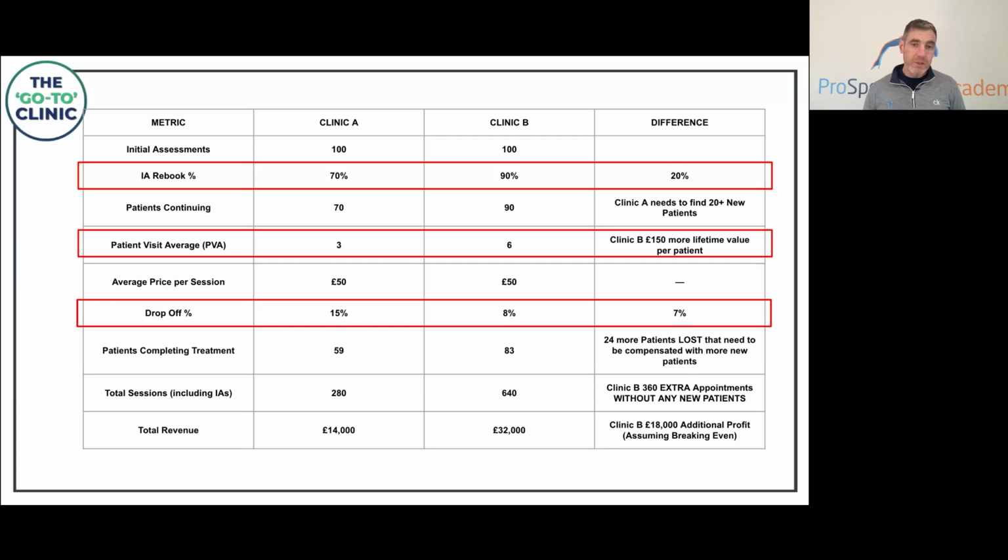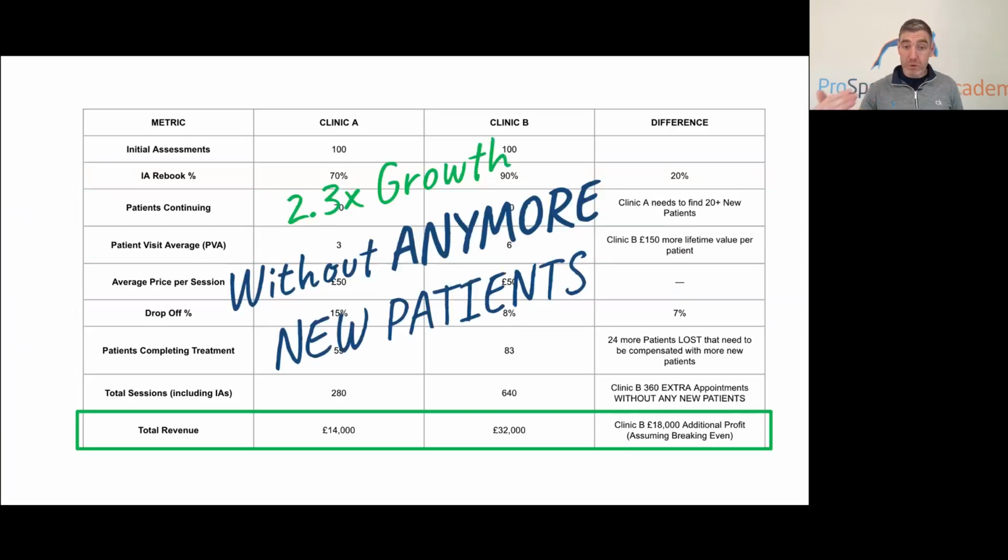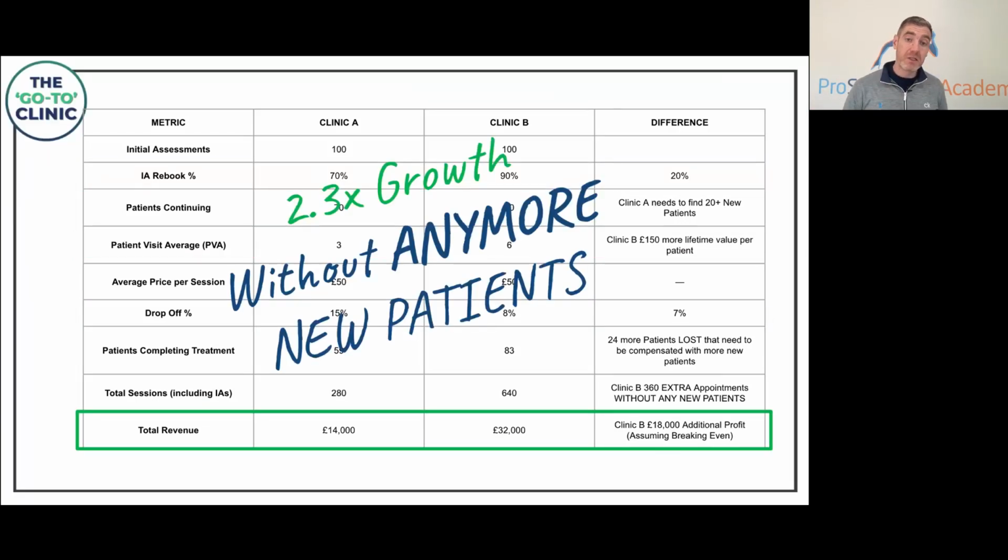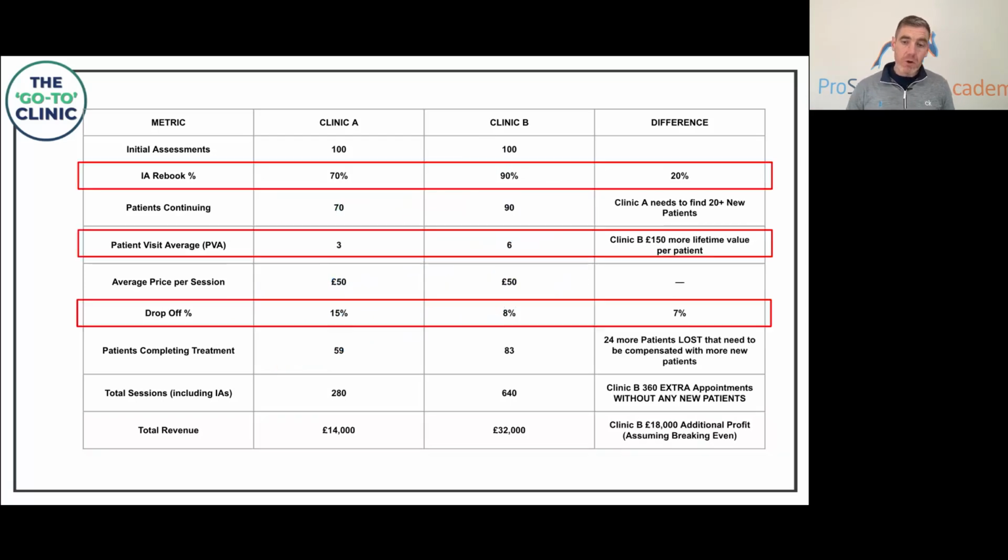The drop-off percentage is one of the key levers that we can pull. If we get this down from 15% in this scenario to 8%, and we've already improved our IA rebook from 70 to 90%, and we get our patient visit average from 3 to 6, that's essentially a 2.3x growth versus Clinic A. So this is very important, not only to your profits and the sustainable growth of your business, but it also means that with this cancelled did not rebook rate, your patients have actually stayed the course and got the results they wanted. I think that's really important to understand.